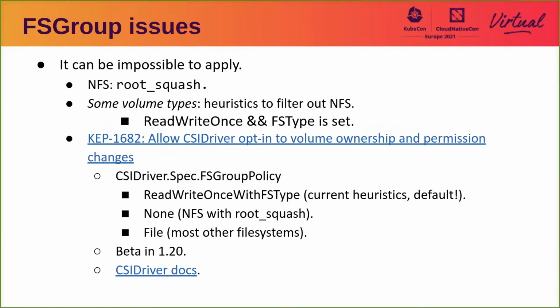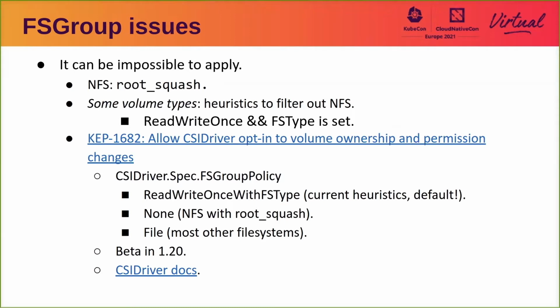The second issue we have with FSGroup is that sometimes it cannot be applied to files on the volume at all. For example, if the volume is an NFS share with the root squash option, a kubelet that changes ownership of the files runs as root.